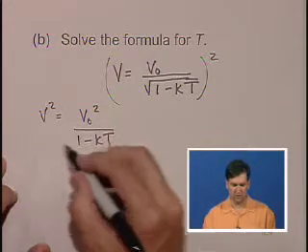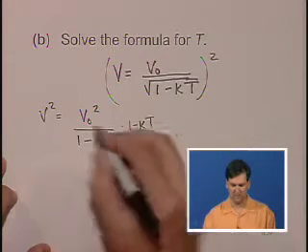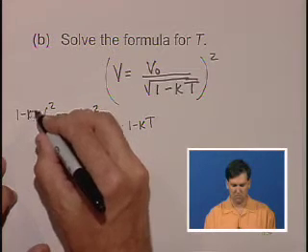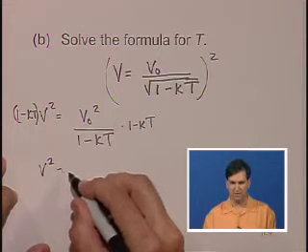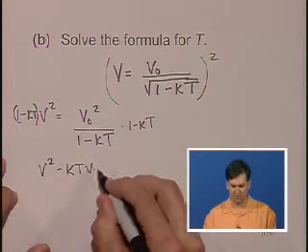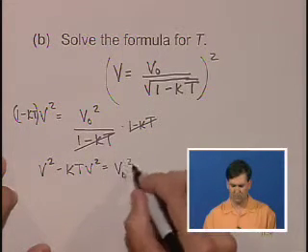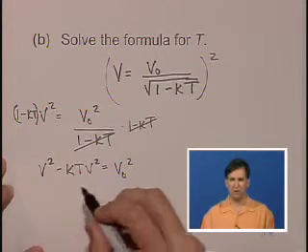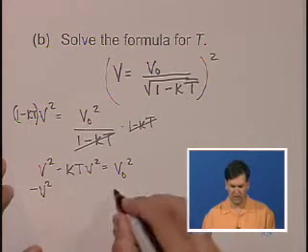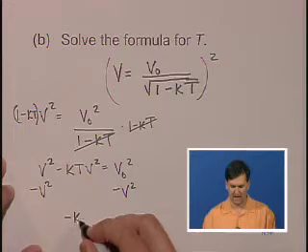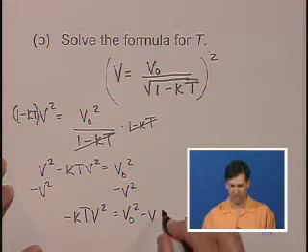So now we're going to multiply both sides by 1 minus kt. So multiplying both sides by 1 minus kt, and we get v squared minus kt v squared is equal to, and on this side the 1 minus kt's cancel and we get v naught squared. So now we just need to get the things that don't involve t over to the right, and then we'll divide by the coefficient in front of t. So we'll subtract v squared from both sides. So we have minus kt v squared is equal to v naught squared minus v squared.